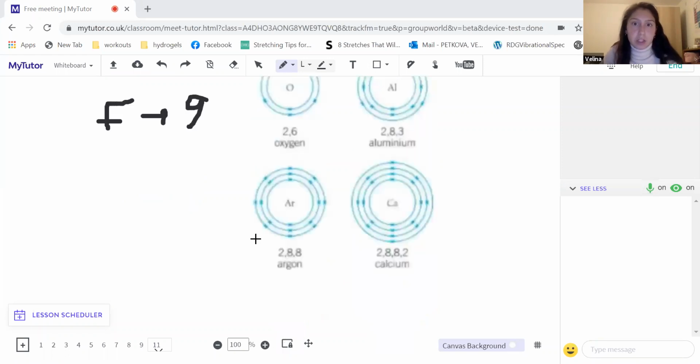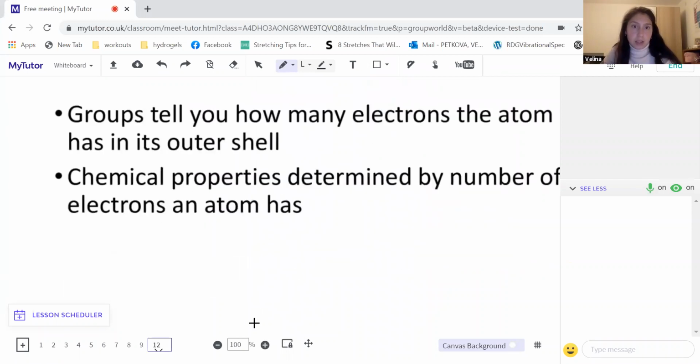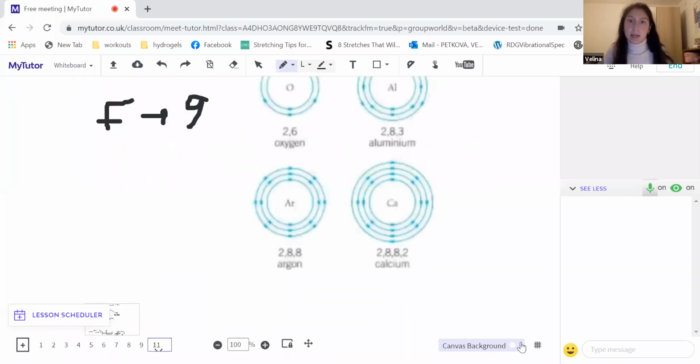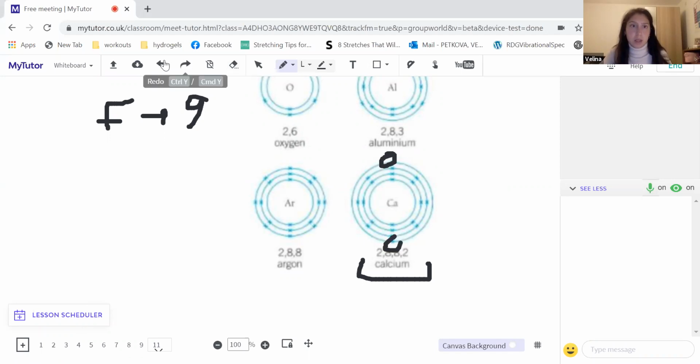Okay. So yeah, these are a couple of examples of how to draw them. So now let's talk a little bit about the arrangement in the periodic table. So groups, they tell you how many electrons the atom has in its outer shell. So in the case of, say, calcium, how many electrons does it have in its outer shell? Brilliant, 2, perfect, okay. You can either look at this number at the end, or you can look and count them in this way, yeah?